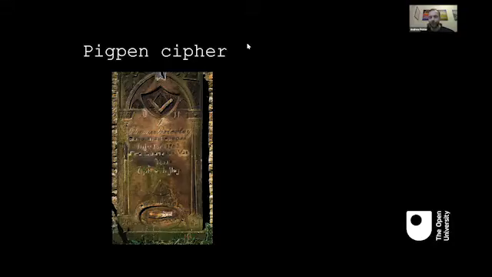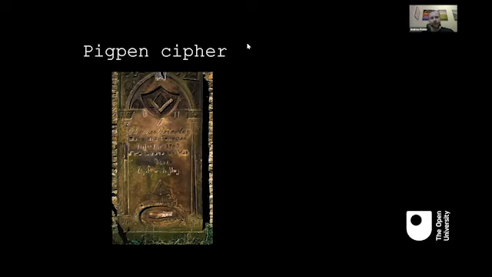So a little bit of historical information about this particular cipher. This is called a pigpen cipher. And the name comes, presumably, because the way in which you use the grid is kind of like penning in pigs into different shapes of fence. So that's kind of where it gets its name from.